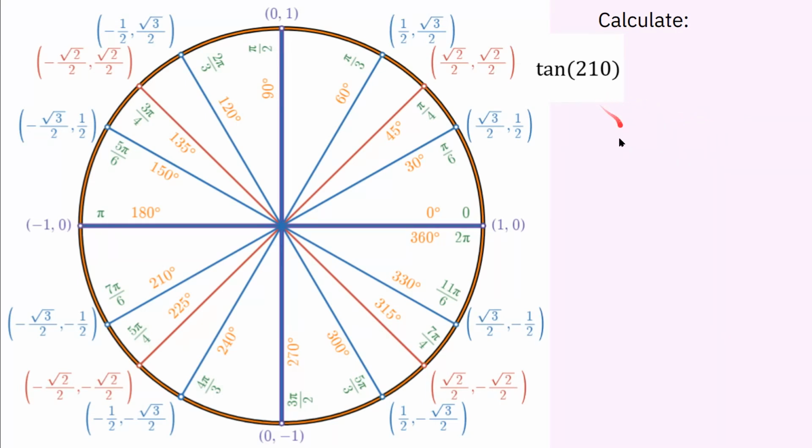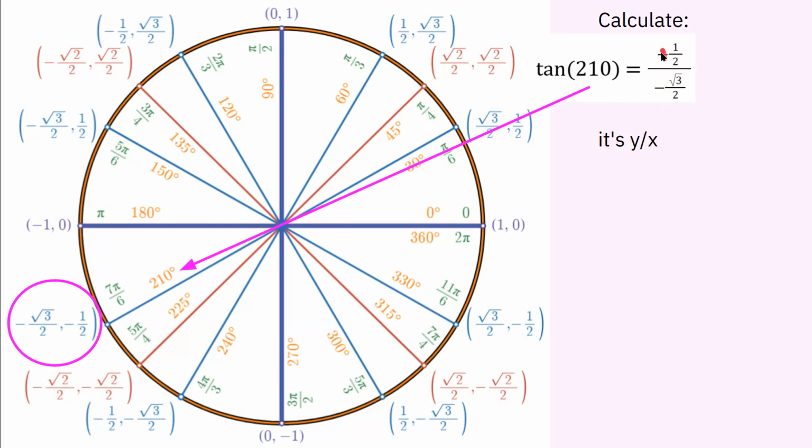Tangent of 210, so tangent is what? Y over x. Well, first go to that spot, get my values, and like I said, it's y over x. So I put y on top, negative 1/2, over negative square root 3 over 2. The negatives cancel, the 2's cancel. So again, I get 1 over square root 3, and then get the radical out of the denominator, and I get radical 3 over 3. Done.